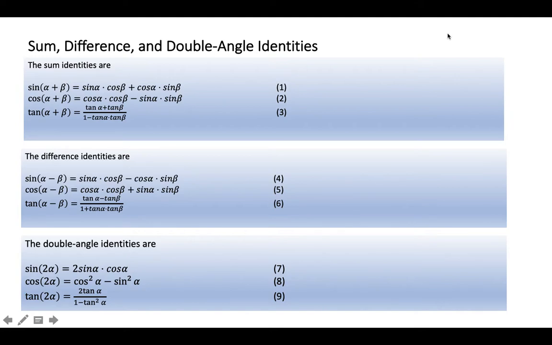Looking at the sum, difference, and double angle identities. Here are the 9 identities for the sum, difference, and double angle. You'll find these numbered on or in the document that I've provided. So we are going to write each expression as a single trigonometric function.